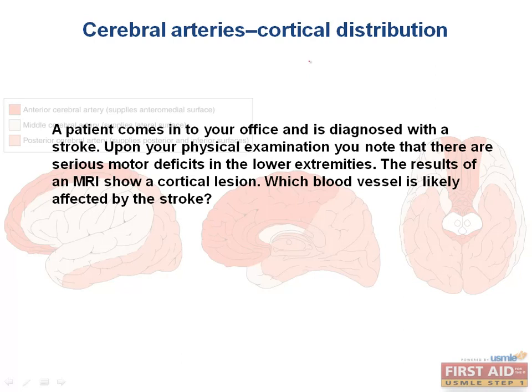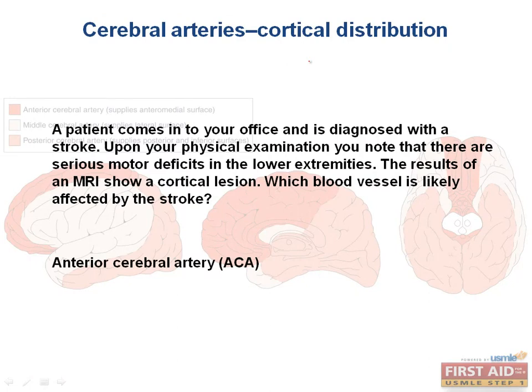Now, a patient comes into your office and is diagnosed with a stroke. Upon your physical examination, you note that there are serious motor deficits in the lower extremities. The results of the MRI show a cortical lesion. Which blood vessel is likely affected by the stroke? The answer here is the anterior cerebral artery, or ACA.